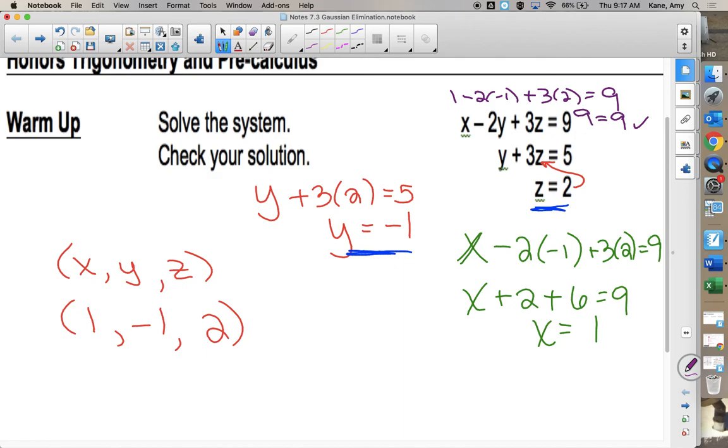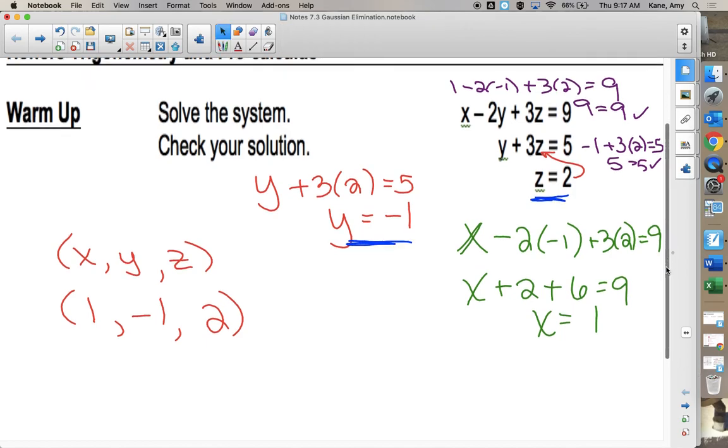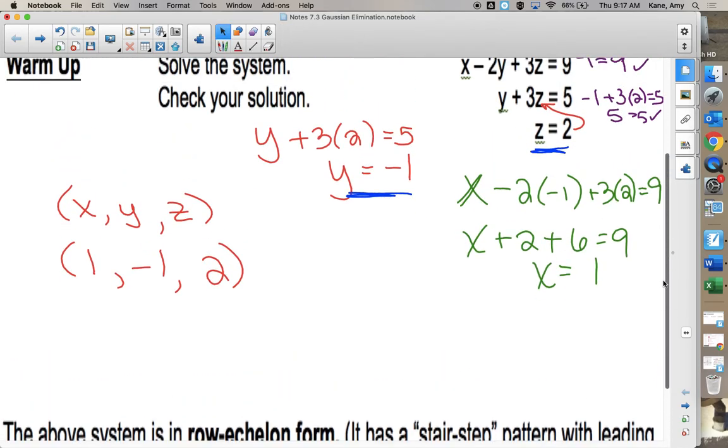So if we plug in negative 1 plus 3 times 2, that also makes 5. So that one works as well. So check it in both or all 3, depending on how many equations you have. The last one's just equals 2, so obviously 2 is 2. Don't really have to check that one. So ordered triples, don't just leave them hanging out by themselves. They represent a point where these 3 lines are connected.